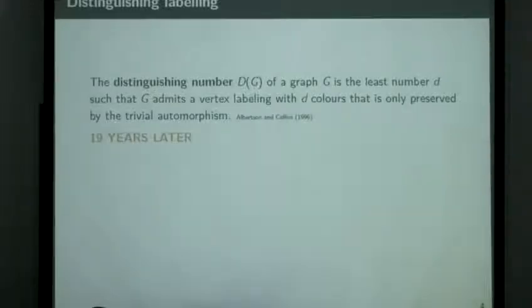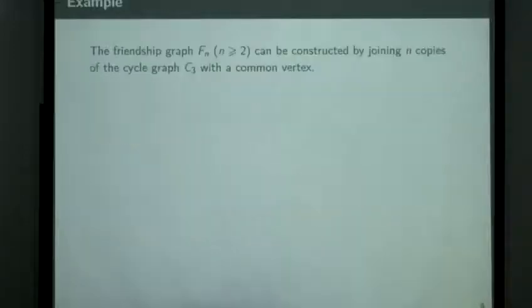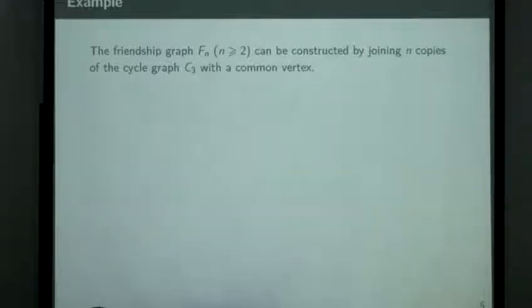And 19 years later, Raphael and Monica introduced the distinguishing index, as edge labeling or coloring. I think the first papers in this subject were about computing the distinguishing number and distinguishing index for some specific graphs such as cycles, paths, complete bipartite graphs, and so on. And we could also obtain some results for another specific graph, such as the friendship graph.